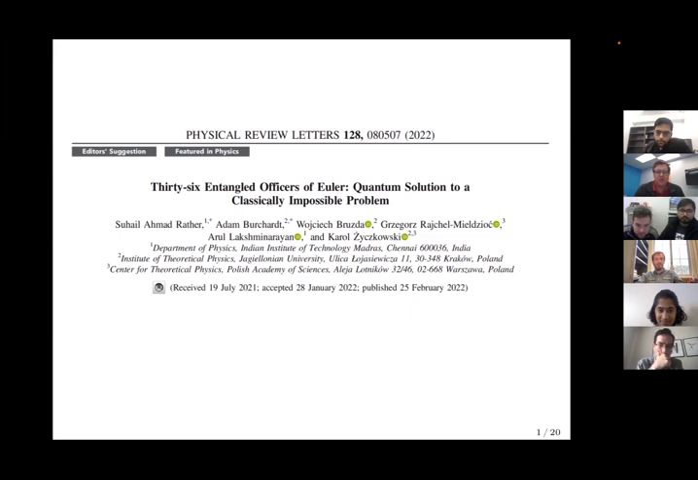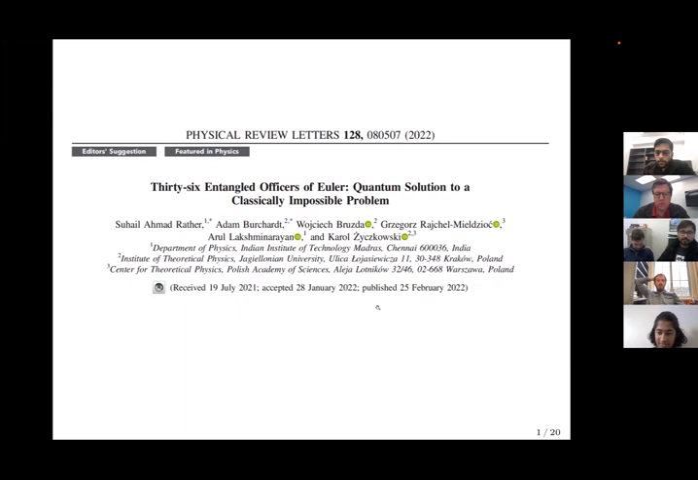All right, continue, Tathagata. Yeah, so actually Karol Zyczkowski's group were the ones who also published that PRX Quantum article that I sent about the 5 unsolved problems in quantum information. So I think this group in Poland were very much into these problems already.